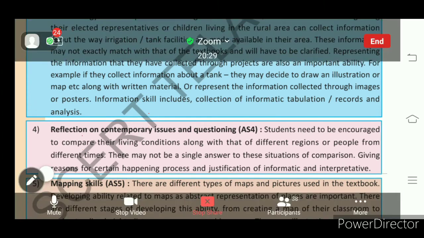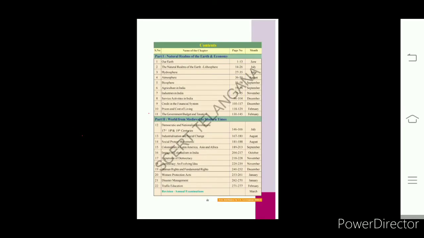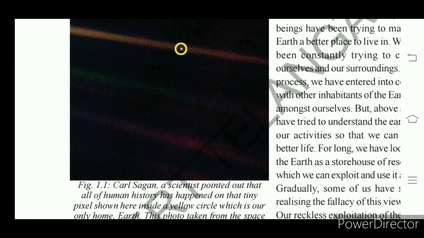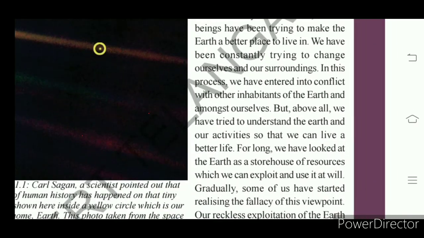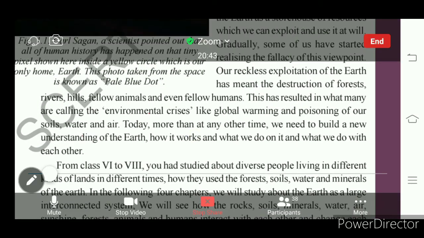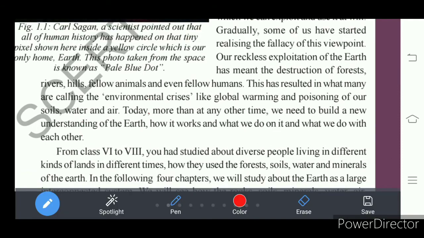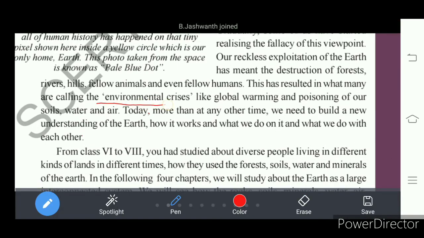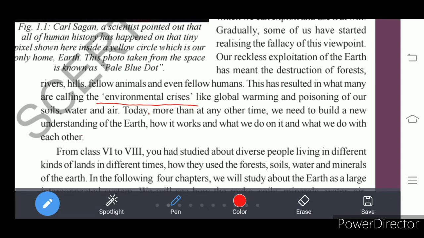For example, if you look at the first chapter, that is Our Earth. This is our first lesson, Our Earth. So here there is a keyword in the text given. What is that keyword given in this text? Look here, environmental crisis. What is that? Environmental crisis. One environmental crisis given here is global warming. Then you will find a question in the examination: how do you take steps to reduce global warming? Or you will get a question in the examination: what is meant by environmental crisis?